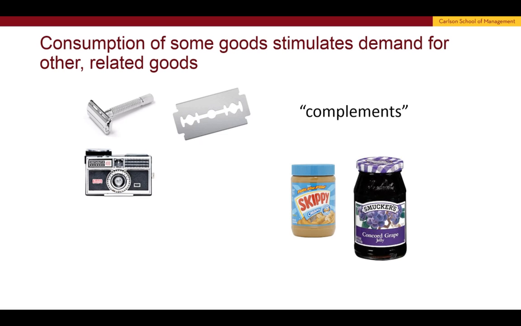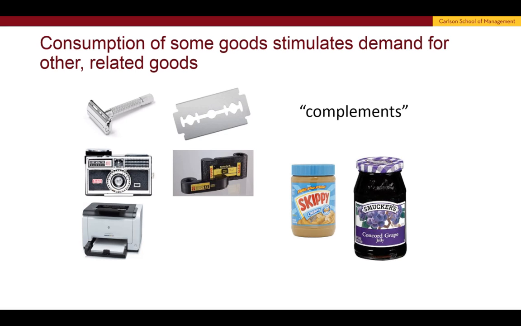There's a really old school example of cameras and film. Wow, that's a dusty example, but there it is. And a slightly more contemporary example of printers and printer cartridges. Each of these is pretty useless alone, but together they're pretty useful.